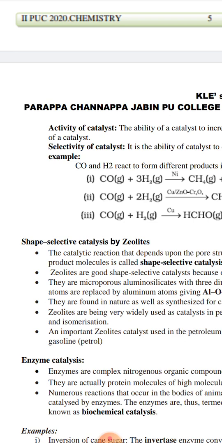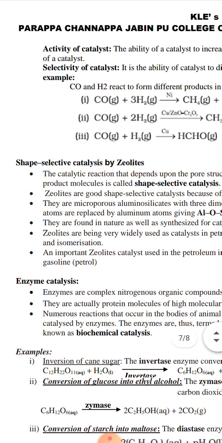The next one is shape selectivity, shape selective catalysis by zeolites. Zeolites are shape selective catalysts. So what exactly are zeolites? Zeolites are nothing but shape selective catalysts. Okay, about this one we'll study in the next class.